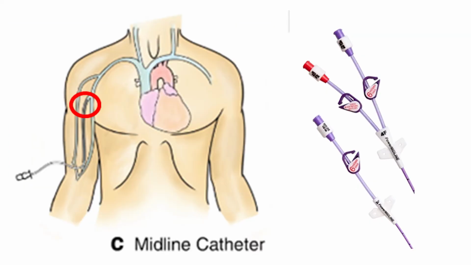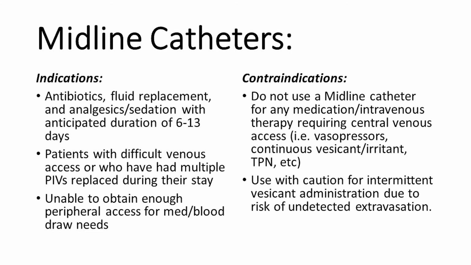Additionally, we have the option of midline catheters placed by our vascular access team. A midline catheter is a vascular access device approximately 8 to 20 centimeters in length, inserted into the veins above the antecubital fossa. The tip of the catheter remains in the axillary vein just short of the subclavian. A midline catheter is not a central access device.